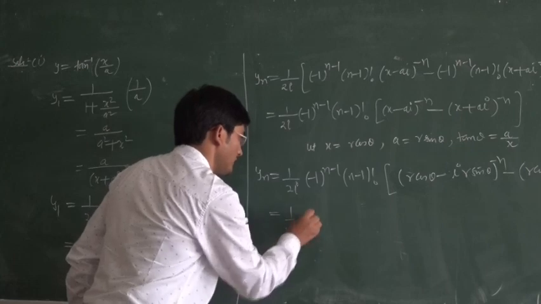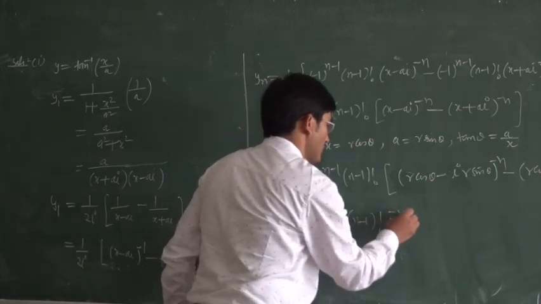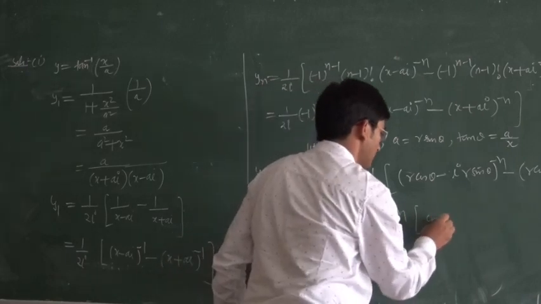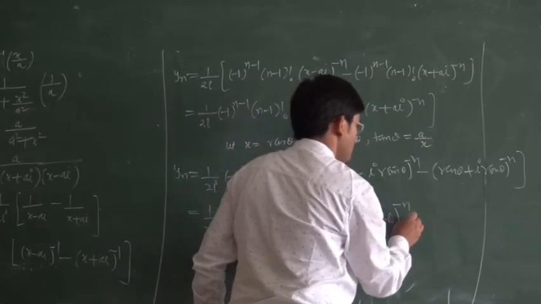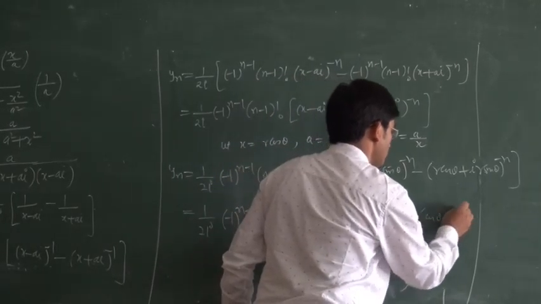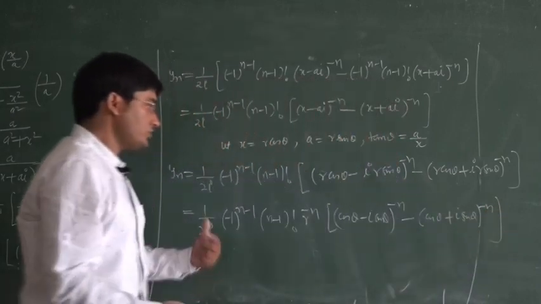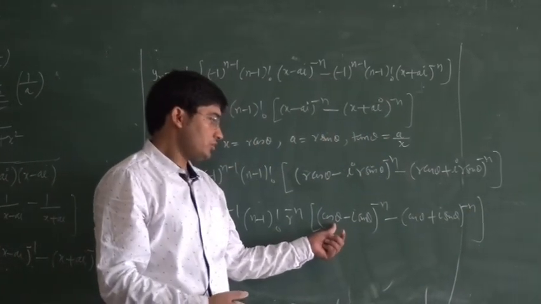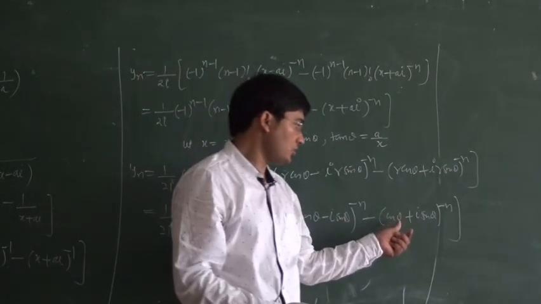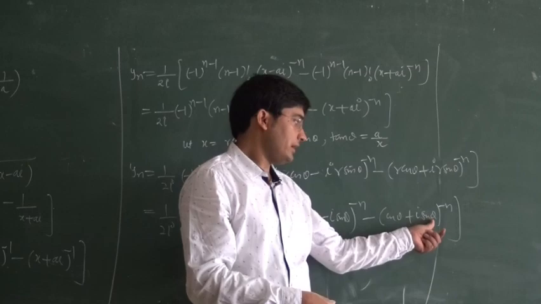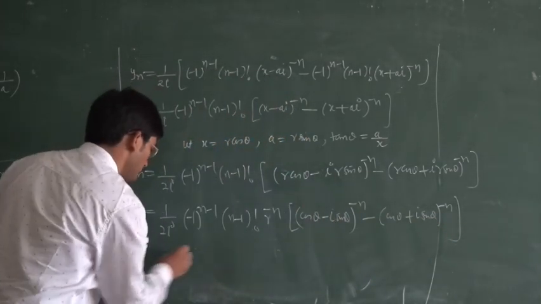So this is equal to 1 by 2i, minus 1 power n minus 1, n minus 1 factorial, r to the power minus n is common. So in the bracket we will have (cos theta minus i sin theta) whole power minus n minus (cos theta plus i sin theta) whole power minus n. Now using De Moivre's law, this will be cos n theta plus i sin n theta, and this will be cos n theta, and this will be sin minus n theta, and sin minus theta is minus sin theta, so we will have the plus sign.